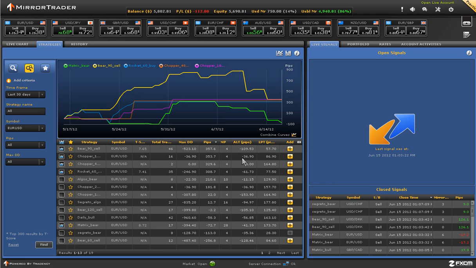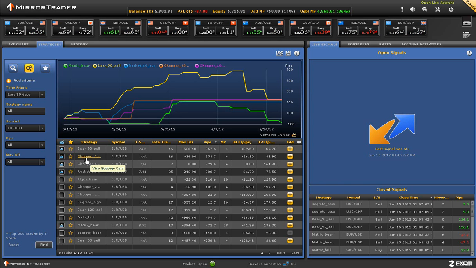trade. So, for example, take Chopper here. Chopper is doing extremely well, did 16 trades, 353 pips. The average loss was $36, and the largest single trade was 86. So that one is an excellent opportunity to jump in on. That would be very good.